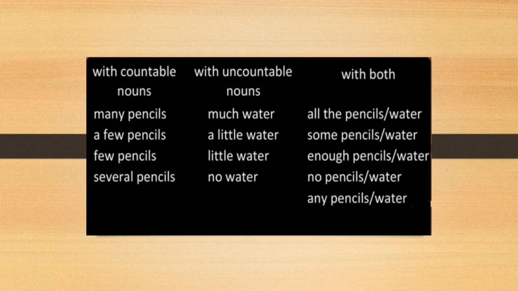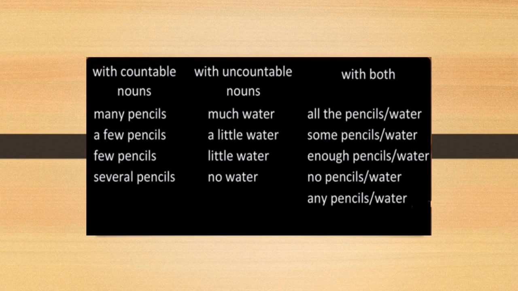Now let's see the quantifiers which we can use with both countable and uncountable nouns. Just see, all the pencils, all the water, some pencils, some water, enough pencils, enough water, no pencils, no water, any pencils, any water. Okay, now these are the ones which we can use with both: all, some, enough, no, any.